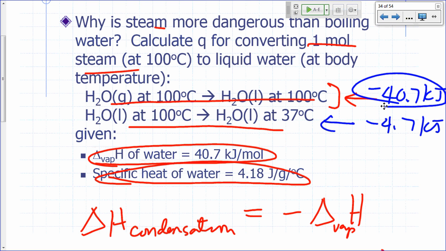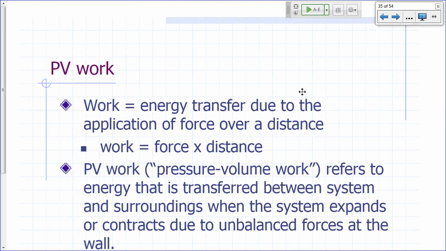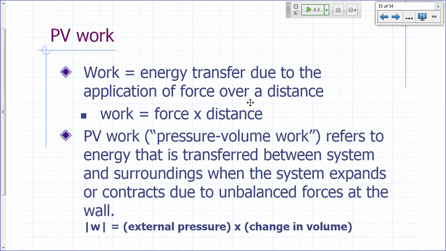So steam is a much better way, for example, if you want to sterilize something. It's better to expose it to steam than just to dip it in boiling water. The steam generates more heat. So, okay, this might be a good time to pause.